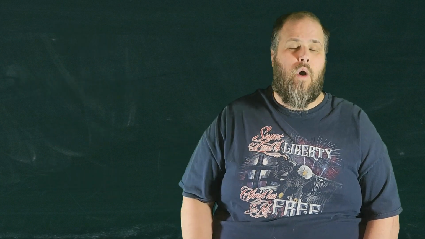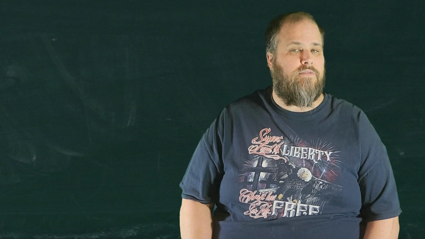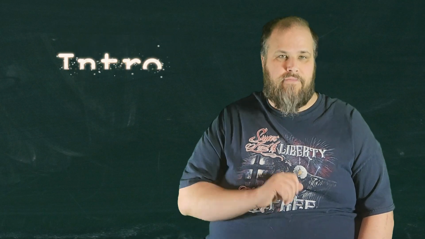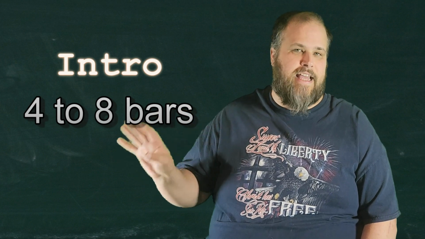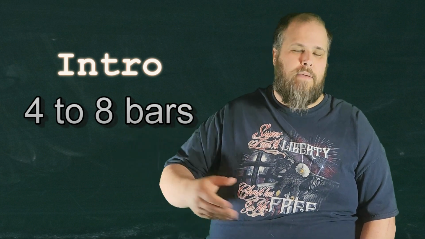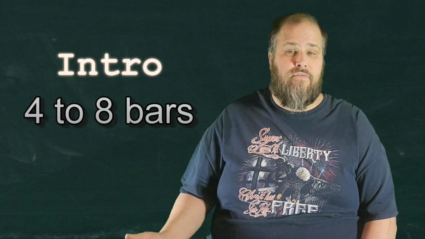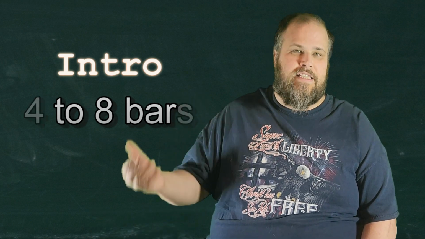First of all, let's go over the 7 different parts of a song. First of all, you have the intro. That is, this is 4 to 8 musical measures that set the mood for the entire song. When people are done listening to this and you hit the first verse, you want them to be set up to receive the message that you are about to give them.